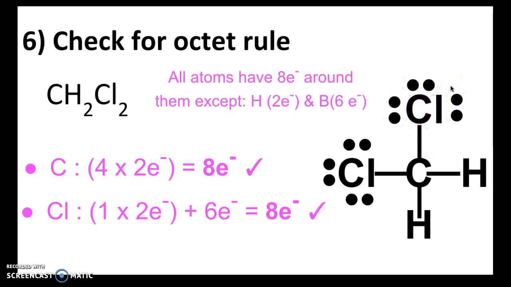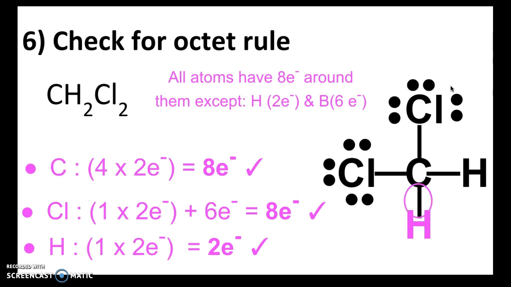The last one we're going to check is the hydrogen. Again, I only have to check one hydrogen because both hydrogens look alike. They just have 1 bond attached to it, and we know that in 1 bond there are 2 electrons. So hydrogen has 2 electrons. Now remember, hydrogen is an exception. It should have 2 electrons, so it also follows the octet rule.